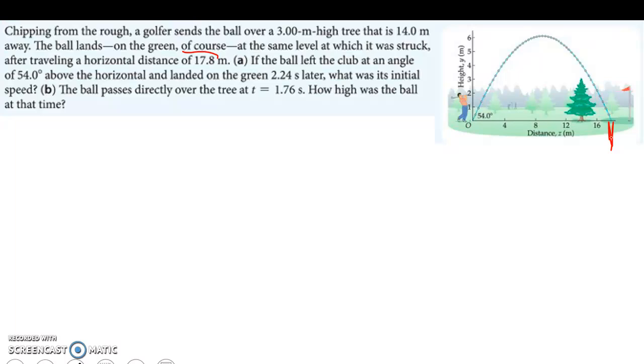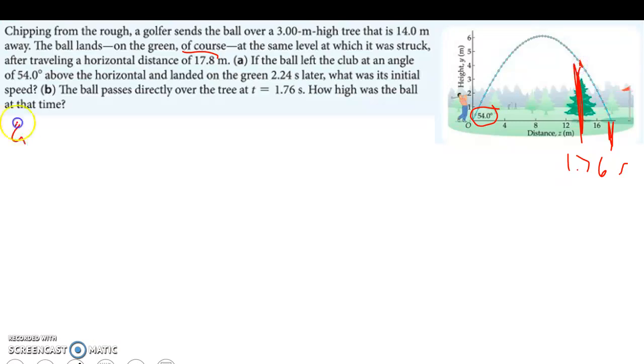If the ball left the club at an angle of 54 degrees, loft club, above the horizontal line of the green, 2.24 seconds later, what was its initial speed? It passes directly over the tree, so here, right, it is at 1.76 seconds, it says. And how high was the ball at this time? So we have a couple things to look at. We want to find what was its initial speed when it left the club to land where it landed, and then we also want to see how high it was when it went over the tree.